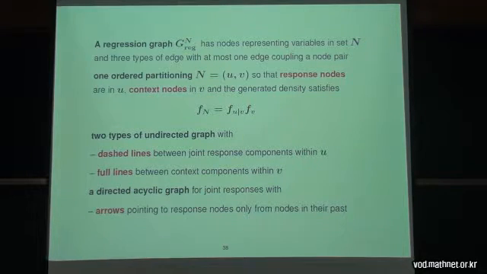Then between explanatory variables and response you have an arrow pointing from the parent to the offspring, and between components of the same response there are only dashed lines. So there's again at most one edge coupling node pairs, and we have a directed acyclic graph in vector variables and 2 types of undirected graph.